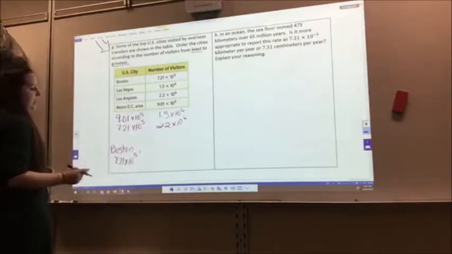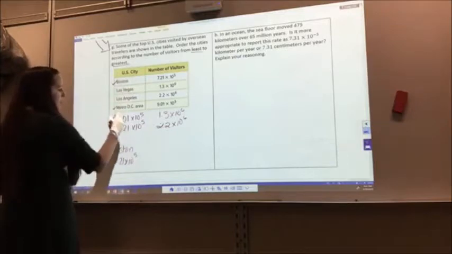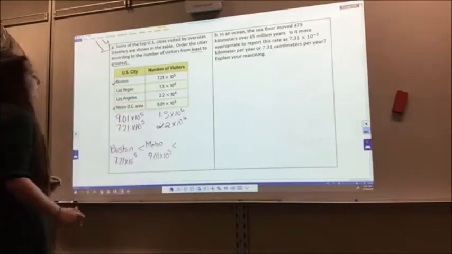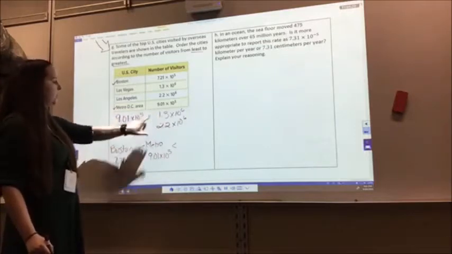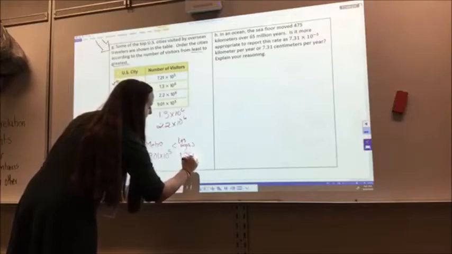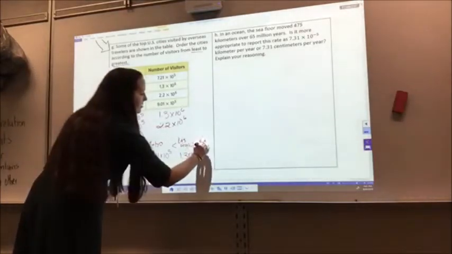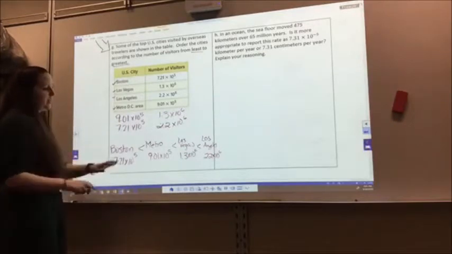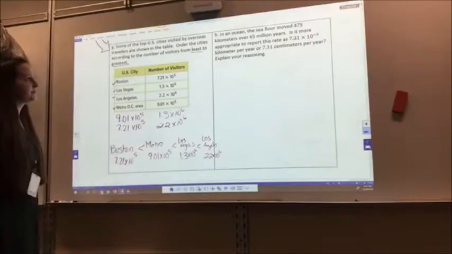So Boston's done. Then it's the Metro DC area. And then I have these two. My smaller one is 1.3, which is Las Vegas. And then my largest is Los Angeles. Okay? So it's Boston, then the Metro DC area, then Vegas, then Los Angeles.